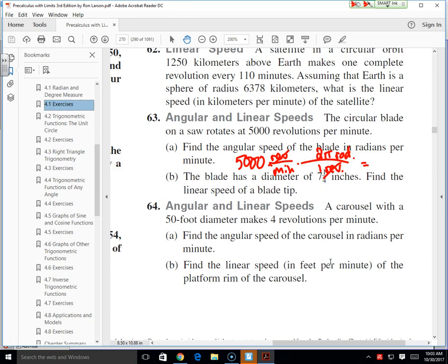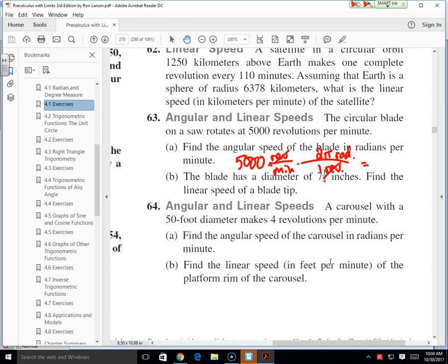For letter B, now it brings in another measurement. Now it says 7.25, or 7 1/4 inches, is the diameter. Find the linear speed of a blade tip. What's the formula for linear speed? That's arc length. Arc length equals radius times theta. We are going to use that idea. But what's the formula for linear speed? It's something over time. It's s over t.